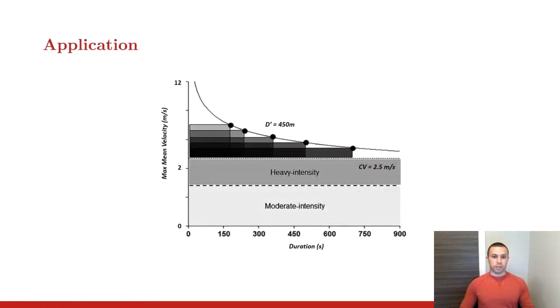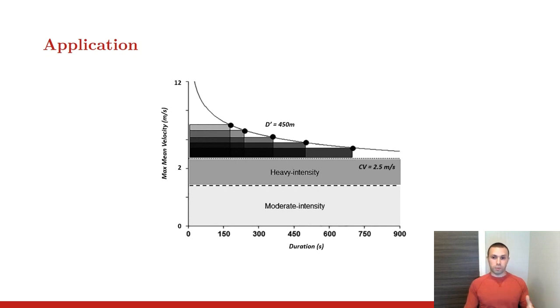So from both of these, we look to apply it. Here is our theoretical model of what we can make. We have our max mean velocity on the left, and our asymptote that's made here is our critical velocity. In this case, it's approximately 2.5 meters per second. And we can calculate D prime, which is our outward expression of W prime, from this graph, but we're not going to get into it too much here.